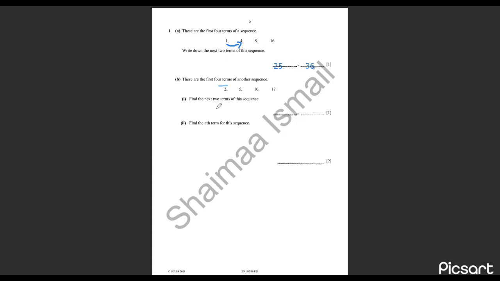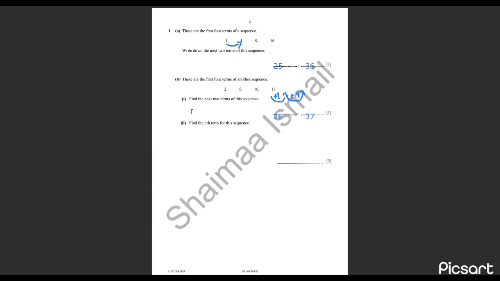Another sequence. Write the first four terms, and also the next two terms. So 2 plus 3, but he started here from number 2, not from 1. Then plus 5 and plus 7, the same. The next term will be plus 9, then plus 11. He needed two terms, so 17 plus 9 will equal 26, and plus 11 gives 37.